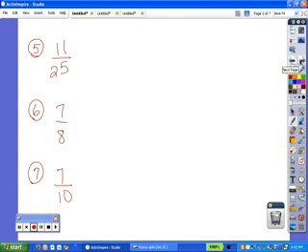Okay, the second part of lesson 8 is changing fractions into percents. If you have a fraction like 11/25, where the denominator goes evenly into 100, the easiest thing to do is just make your fraction into hundredths. 25 times 4 is 100, 11 times 4 is 44, and that would then give us 44%, since 44 hundredths would be 44%.